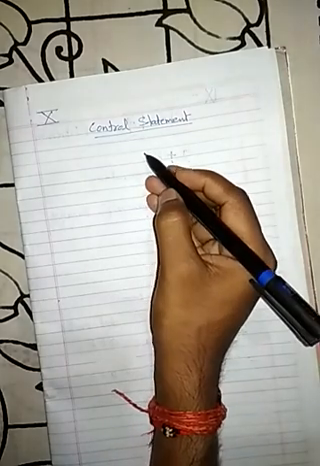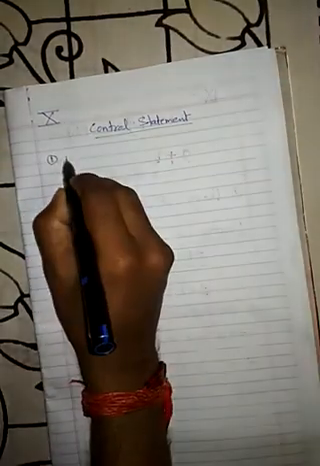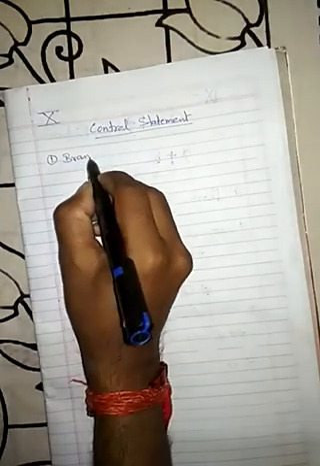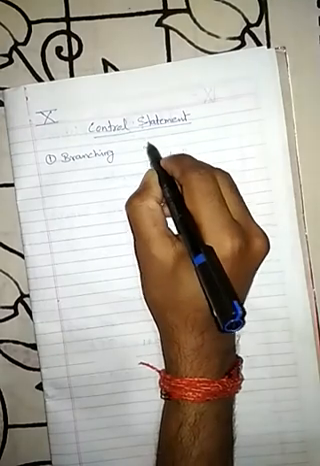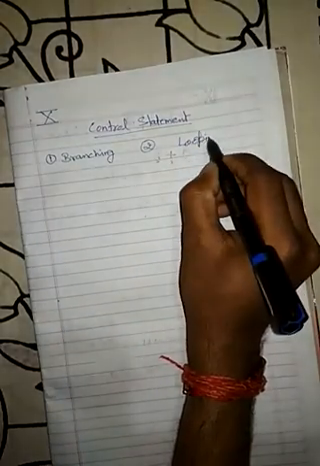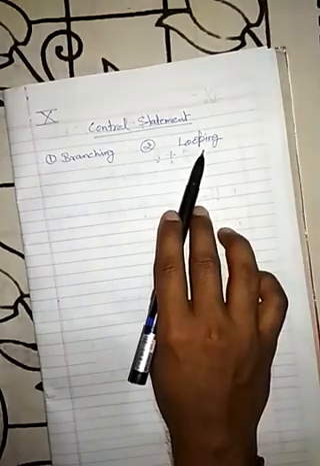It is basically divided into two types. The first is branching and the second is looping. You know very well about branching and looping. I'm just repeating, that's why I'm telling these points very fast.